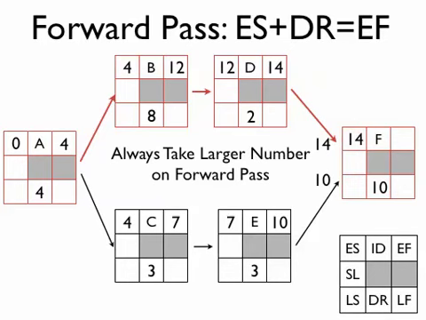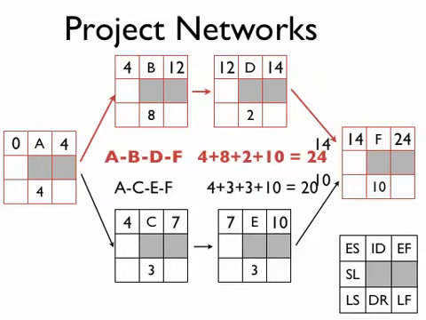So 14 plus 10 is 24. So now we've completed the early pass or the forward pass through our network, and we've determined the early start and early finish for all of our tasks. The early finish that we derive through this calculation agrees with the information we got from our critical path about when the earliest time is that we're going to finish this project.